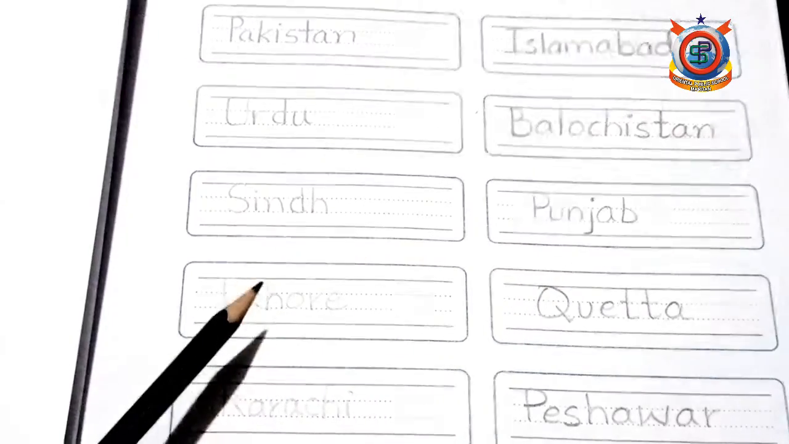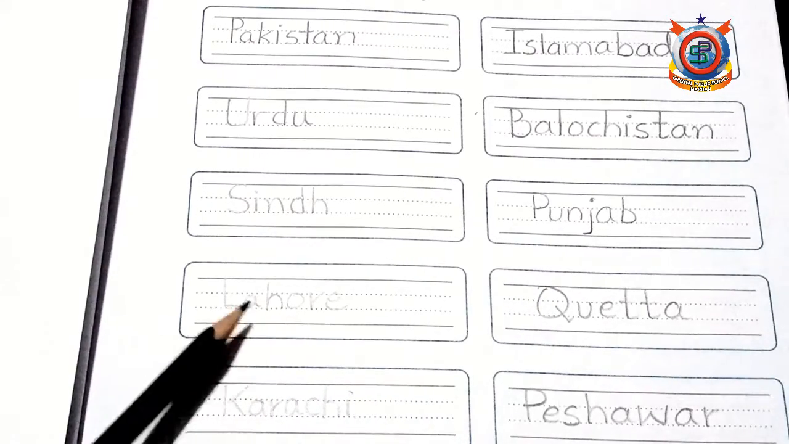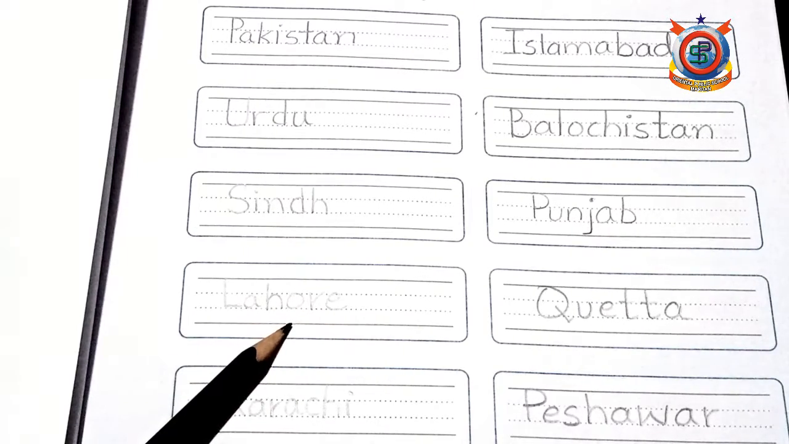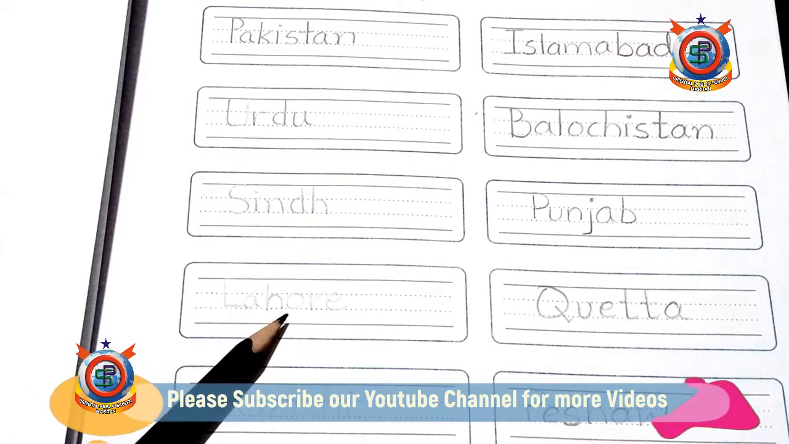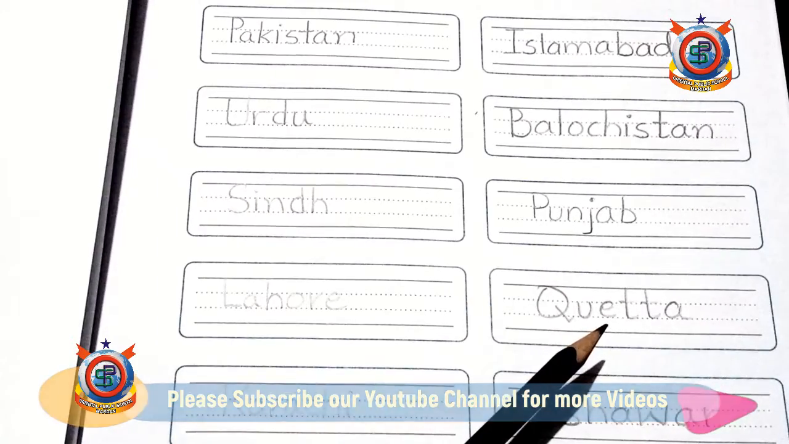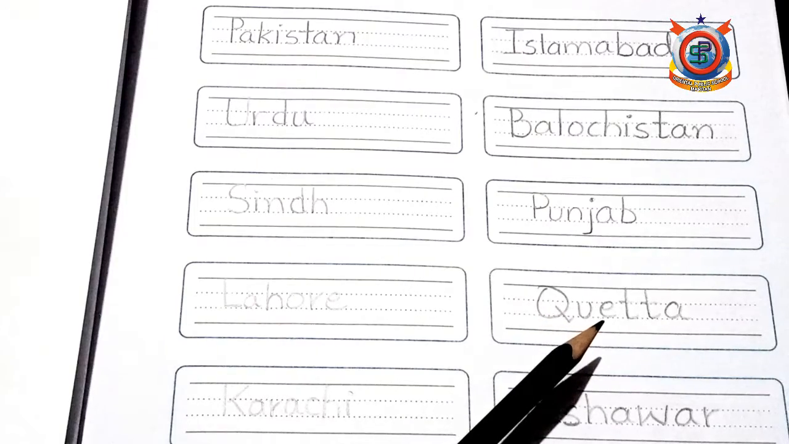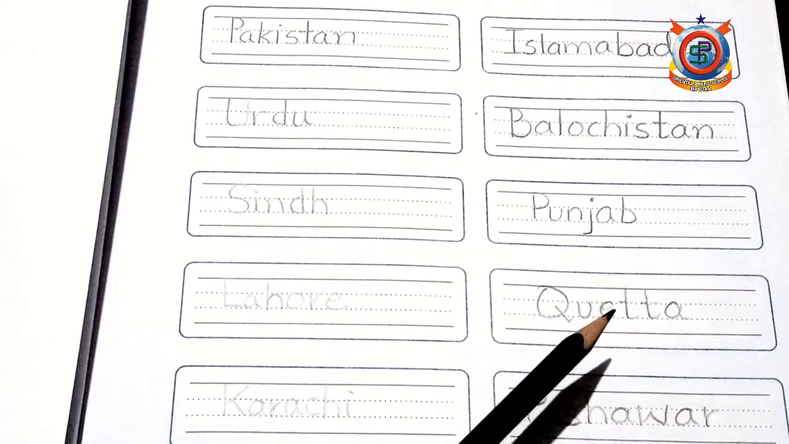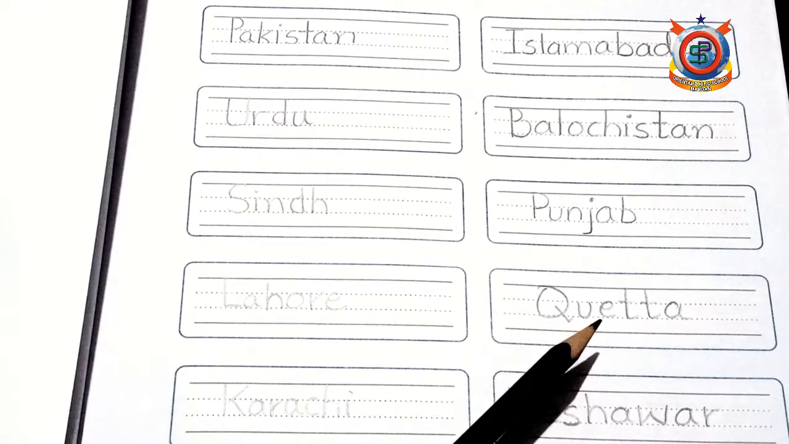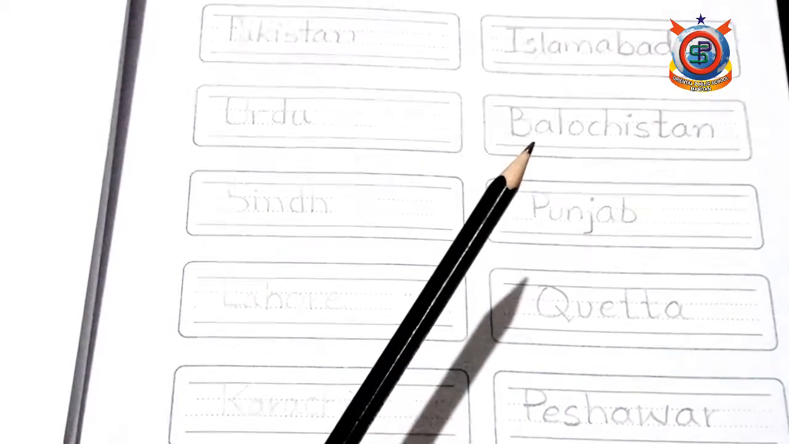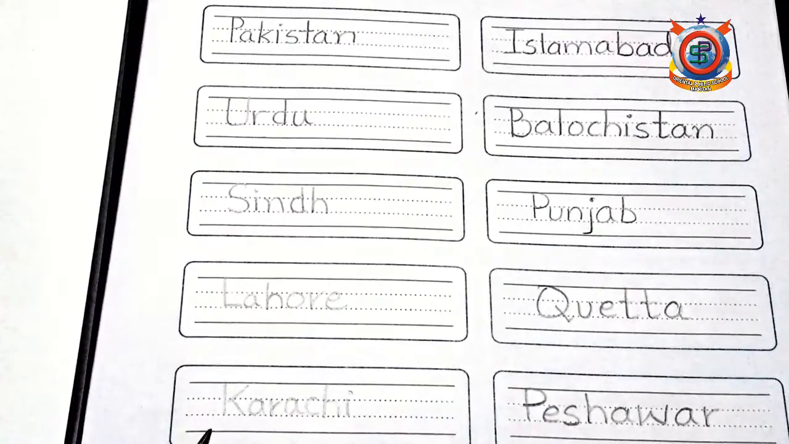And then we have next noun, Lahore. Lahore is a city in Pakistan. Okay, Lahore is a city in Pakistan and Lahore is in Punjab province. And then we have Quetta. This is Quetta. Quetta is also a noun, students, and Quetta is a city which is situated in which province? Balochistan province. Very good.